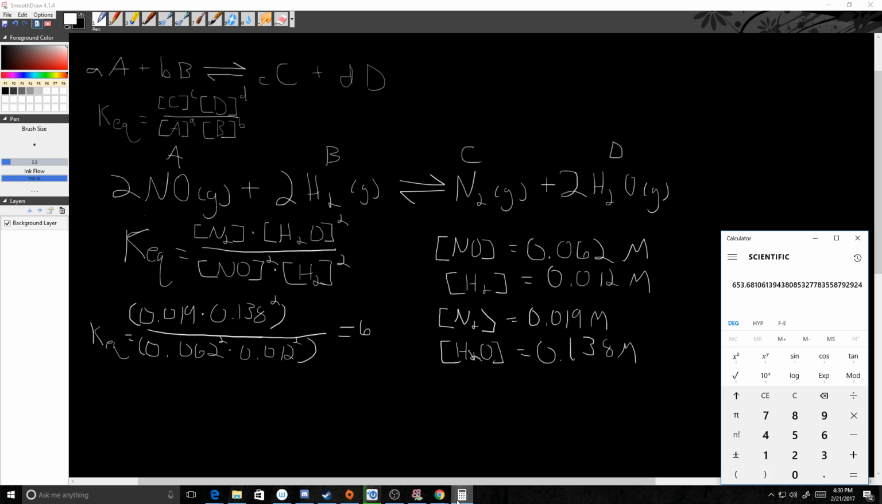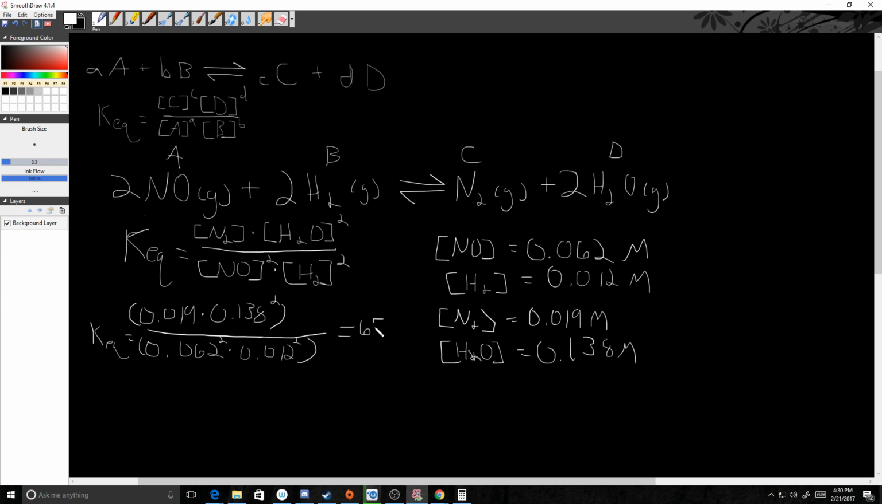That doesn't seem right. So that would be the equilibrium constant. Actually, let me go ahead and double check that with a calculator quick, because that seems really ridiculously high. 0.019. See, I don't have an easy square button.